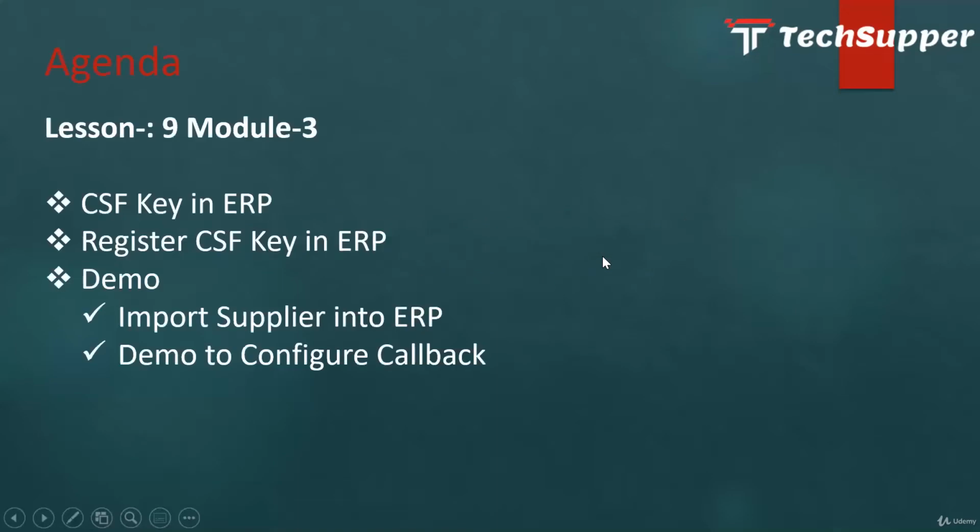So this video is part of lesson 3, and here we are going to look at the CSF key in ERP, how to register a CSF key in ERP. Then we will look at the demo, how to import supplier into the ERP via the VDI approach. We will use here the ERP adapter, and then how to configure a callback to get a callback once the import supplier job is completed in the ERP. So let's have a look.